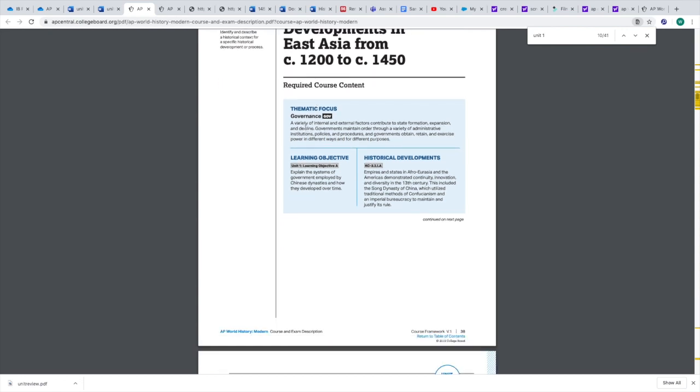What you want to look at would be these thematic focuses, and then read. In government, we are looking at a variety of internal and external factors that contribute to state formation, expansion, and decline. Governments maintain order through a variety of administrative institutions, policies, and procedures, and governments obtain, retain, and exercise power in different ways and for different purposes. So if that's going to be the thematic focus, you might want to look at, did we give you any dynasties? Did we give you any sort of government? If we did, that should tip you off that that's going to be pretty important.